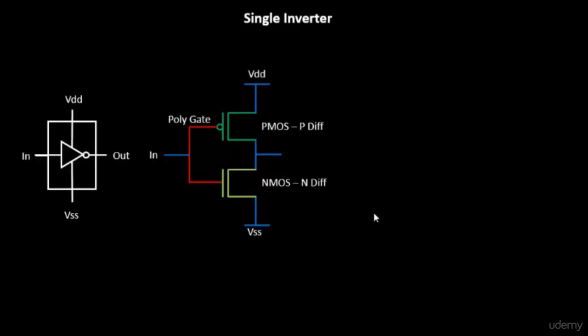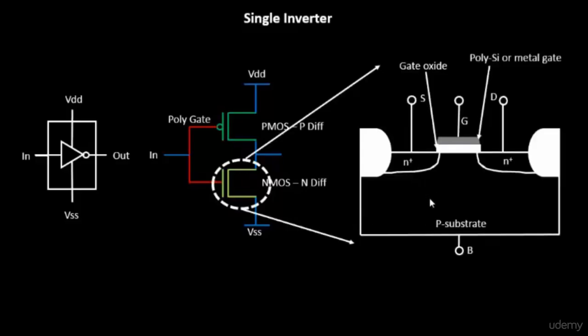And when you try to open up any one of the transistors, you will see something like this. We are looking now into the cross-sectional view of the transistors. Initially, we saw the layout of the transistor. Now we are looking into the cross-sectional view.